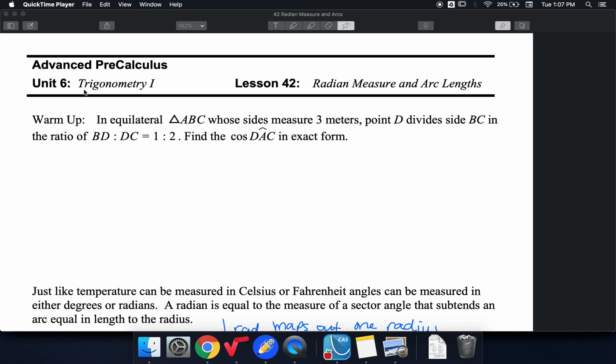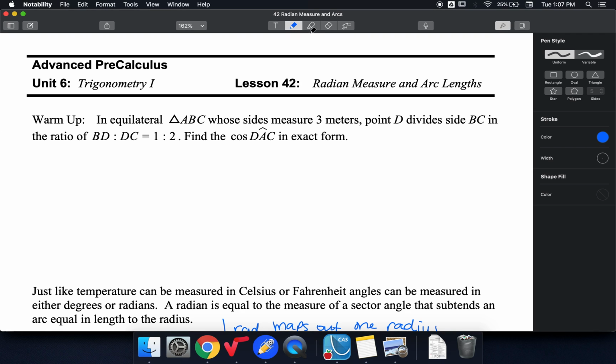Hello students. So I'm back to make a video of this warm-up, but I hope that you've tried it and struggled with it a bit before coming to watch this video because it is a nice meaty problem. So my hint in the video about radians was that we're told to find the cosine of DAC in exact form. So we want a ratio. We're not looking for that angle.